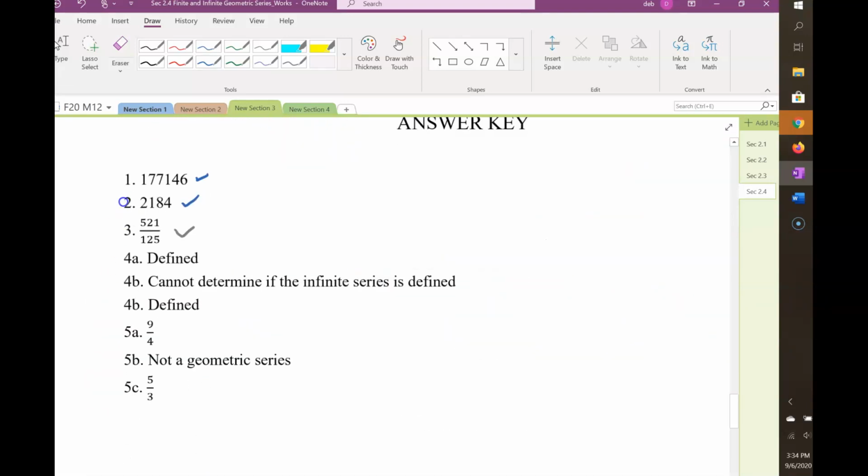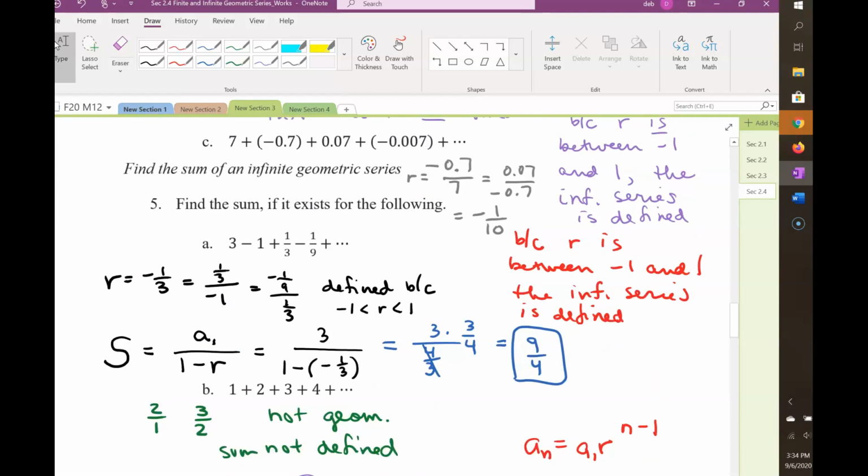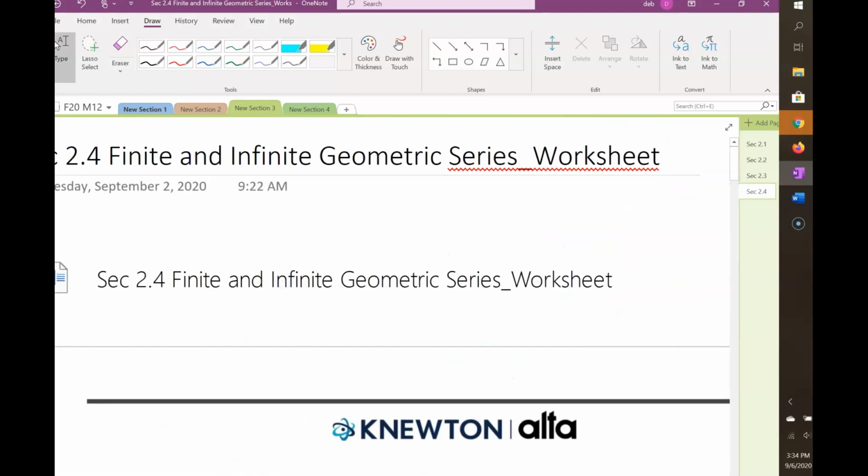So the answers are all down here, so you can check and make sure. And that's Knewton Section 2.4.